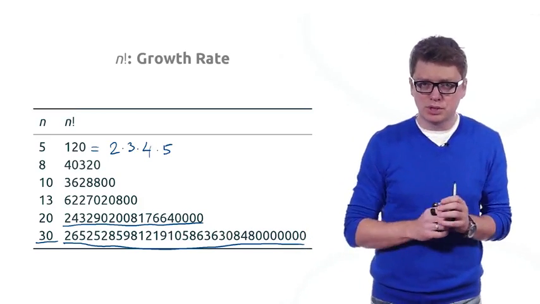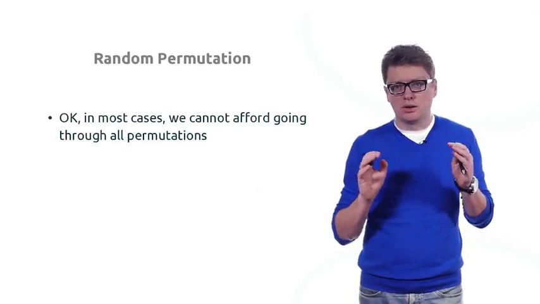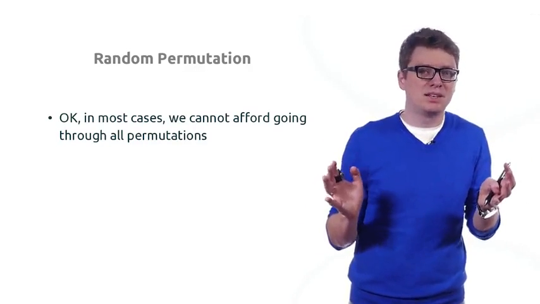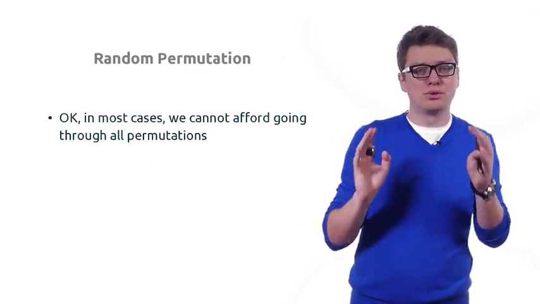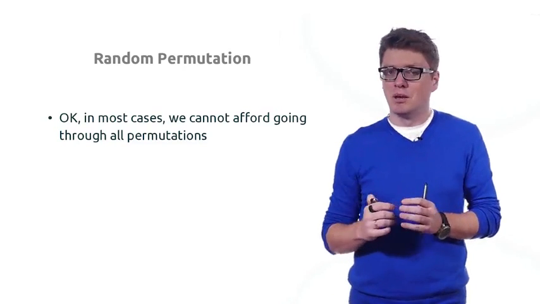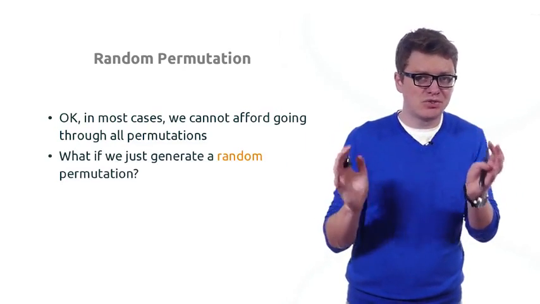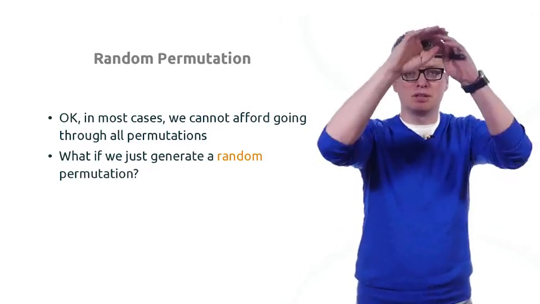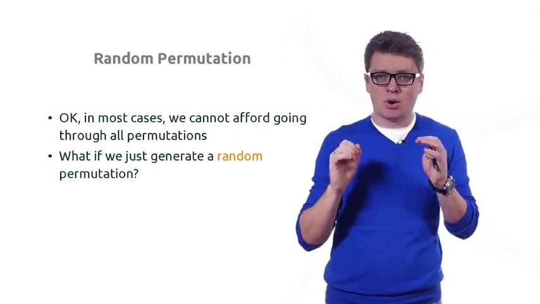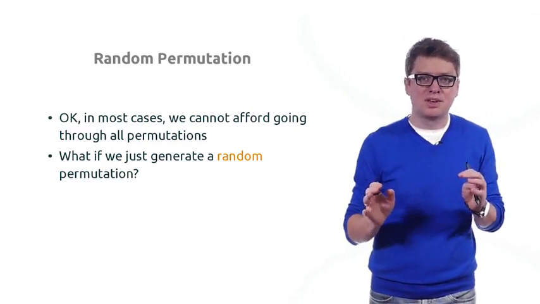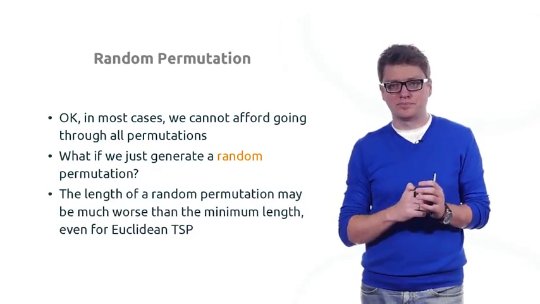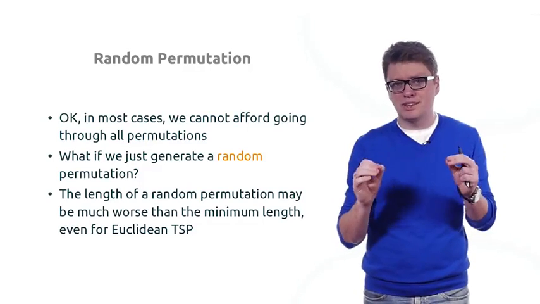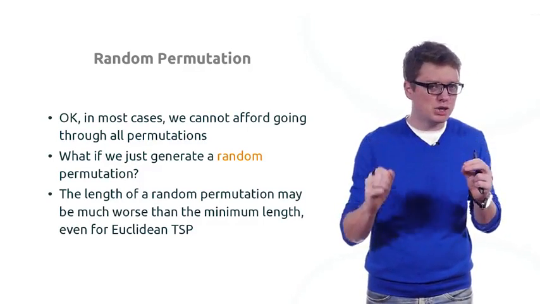But before going into such approaches, let's explore also the following idea. We've just realized that it is not affordable to go through all possible permutations. But what about just selecting a random permutation? Let's just pick a random permutation out of all possible permutations and hope that it is going to give a not so long cycle.